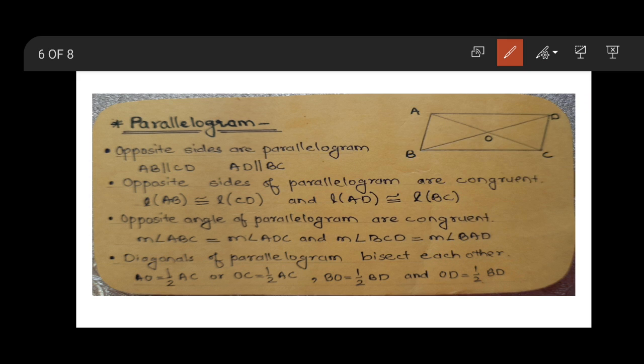So, opposite sides and opposite angles of a parallelogram are congruent. Opposite sides of a parallelogram are parallel. Diagonals of a parallelogram bisect each other.